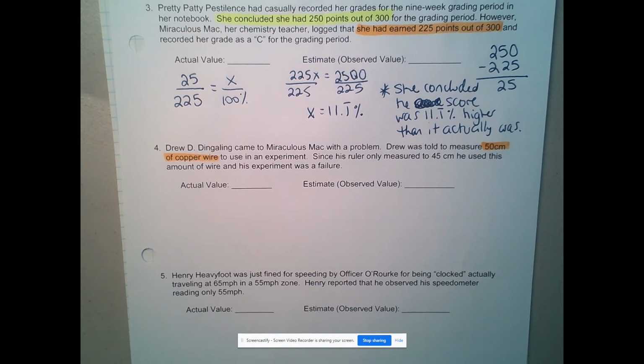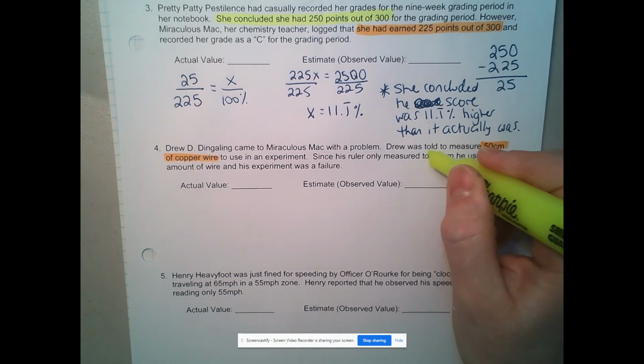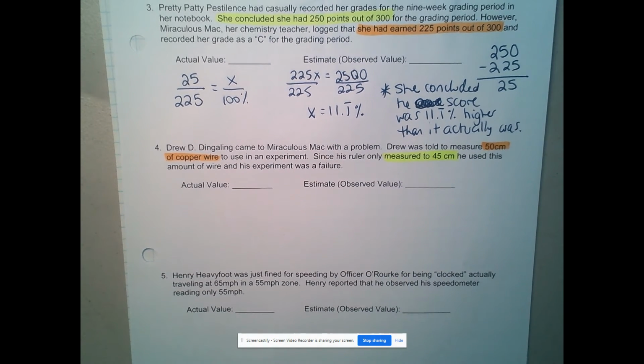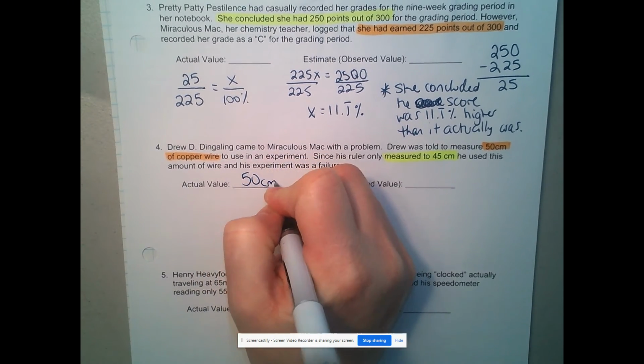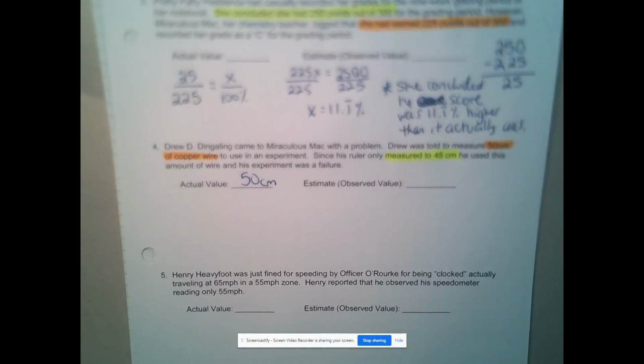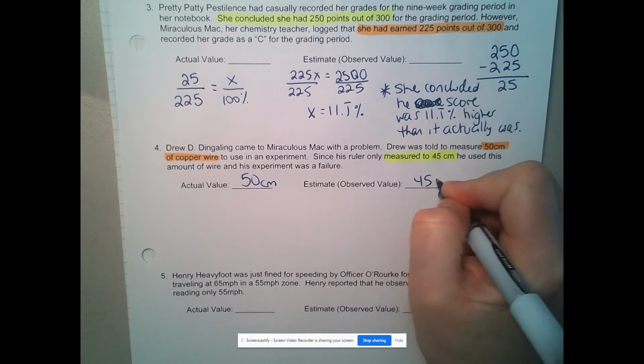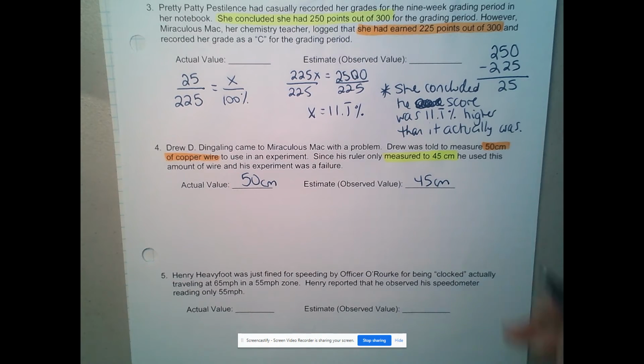What he did, his ruler, his measurement, he came up with, measured to be 45. That was his measurement. So the actual, right, what the project actually called for was 50 centimeters, and he only estimated 45 centimeters of wire. So we would say, what's the difference?